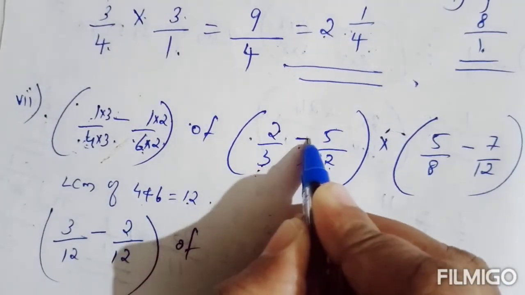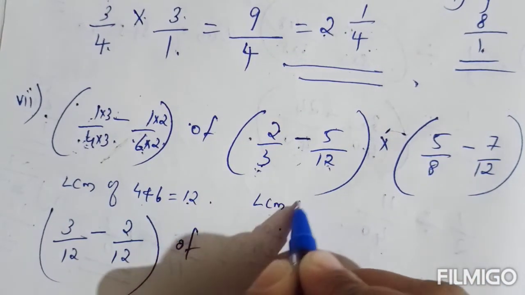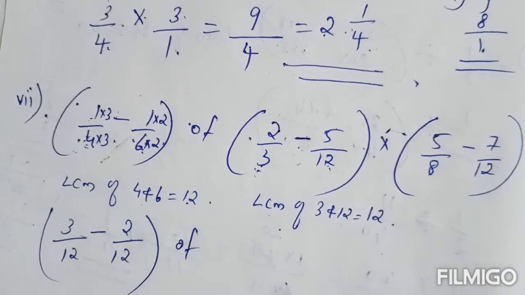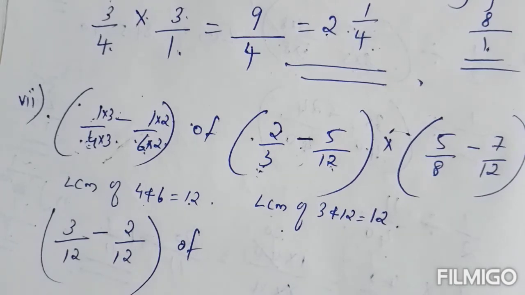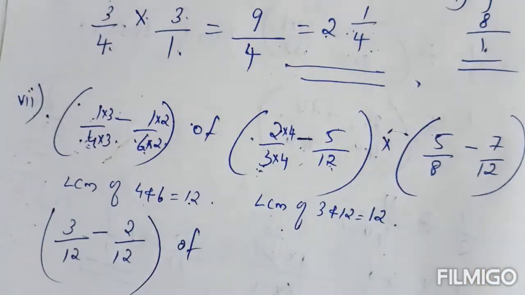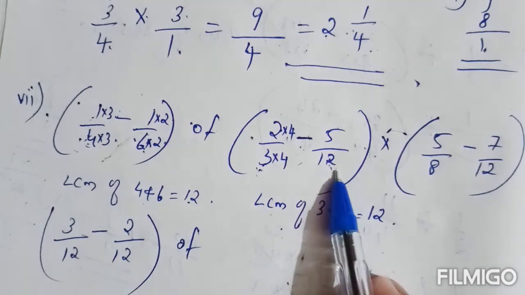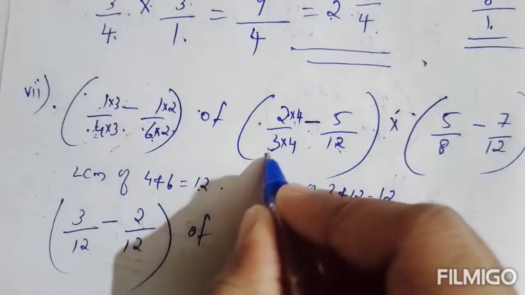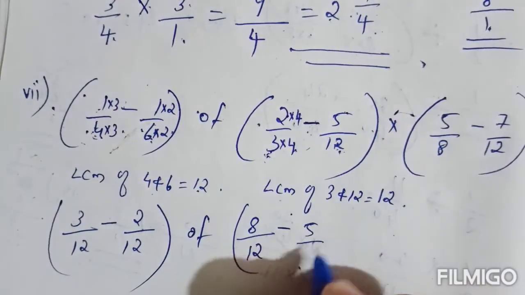Here also subtraction you have to do. Denominators are different. So LCM of 3 and 12 is 12. Make the denominator equal to LCM. So 3 into 4, 12, 2 into 4. Here LCM and denominator are the same, so no need to change this fraction. 2 into 4, 8 by 3 into 4, 12 minus 5 by 12.